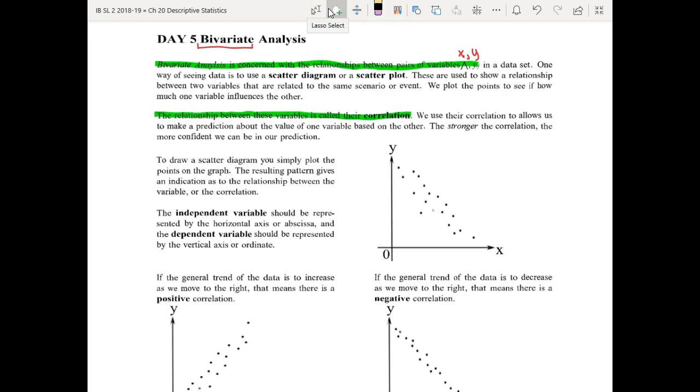All right, so to make a scatter plot, I think you've all done scatter plots. Your independent variable, your X, goes on your horizontal axis. This is your X value, and then your dependent variable, which is your Y, goes on the vertical axis.